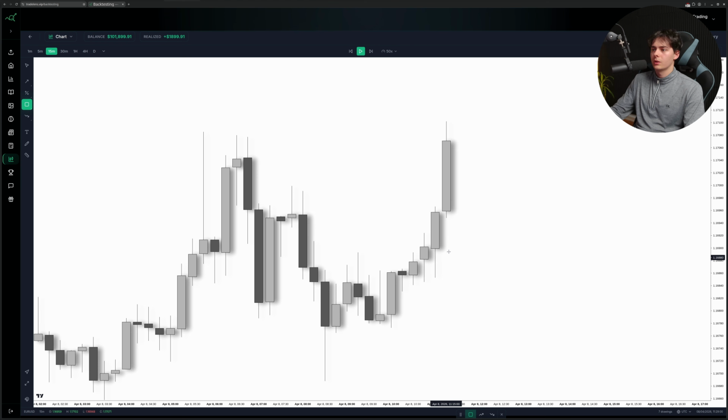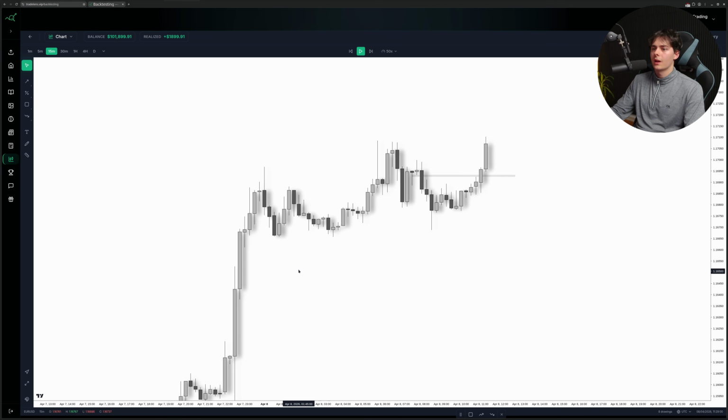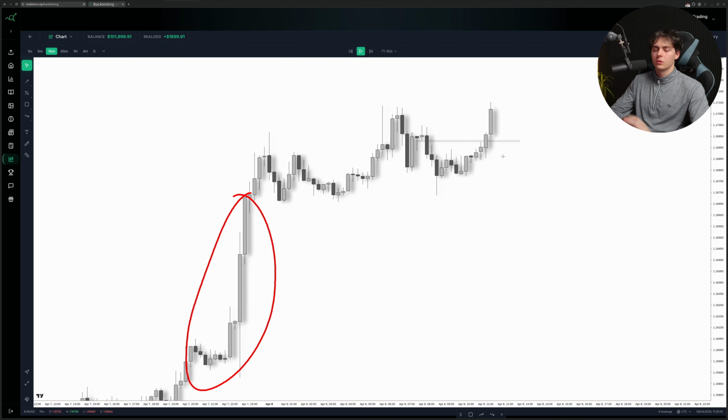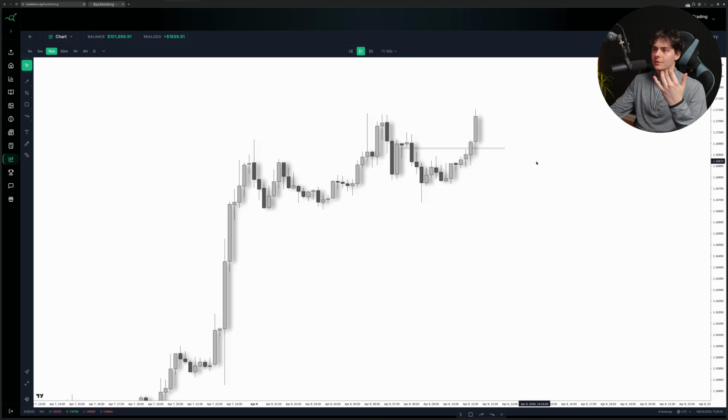Okay, we have actually created a BPR right in here, and this actually is quite a good setup. I would call this an A+ setup simply because we are having these entire imbalances. So usually you only really need one BPR aligning, but if you have more than one BPR aligning, so a triple, a quadruple BPR, or some kind of other imbalance such as these FVGs they would like to trade into, well then it just becomes higher and higher quality.